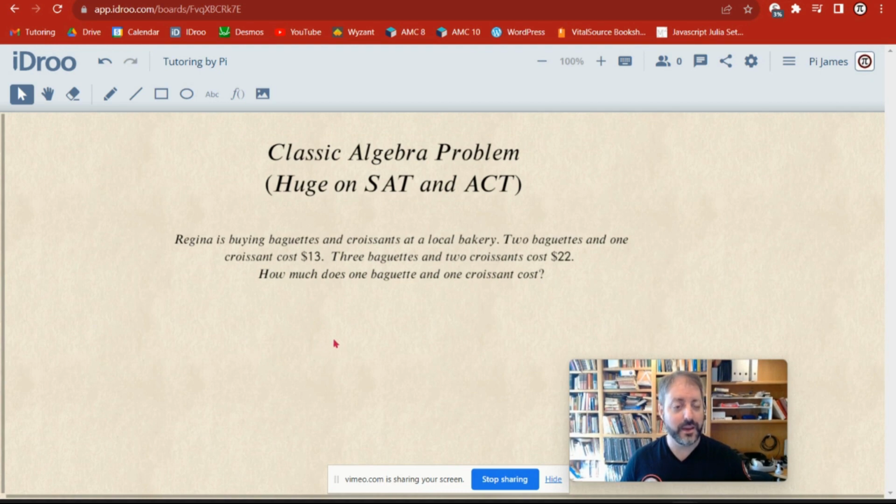Regina is buying baguettes and croissants at a local bakery. 2 baguettes and 1 croissant cost $13. 3 baguettes and 2 croissants cost $22. How much does 1 baguette and 1 croissant cost?